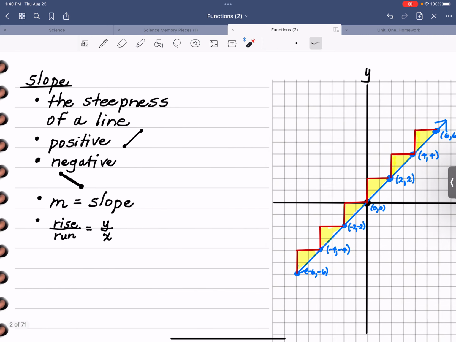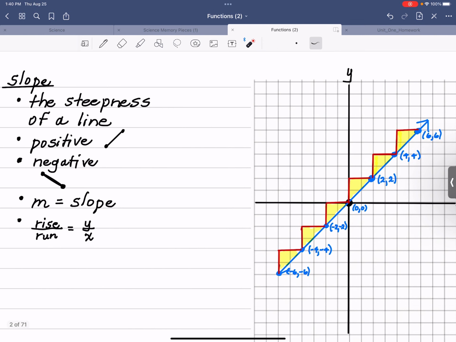So slope is simply saying it's a ratio of the rise value to the run value. So in this particular case, rise is 2, run is 2. Every time I build another step, I am rising 2 and running 2. And 2 divided by 2 is 1.